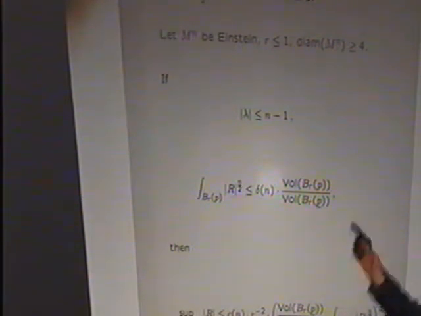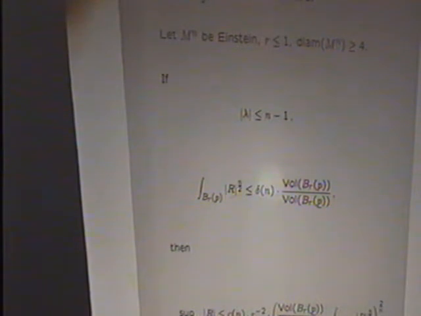So this assumption is the closest thing. It's the strongest assumption of this type we could make. If you, for example, raise the power at all, it would be tantamount to assuming the curvature was bounded. You couldn't have singularities formed, for example.